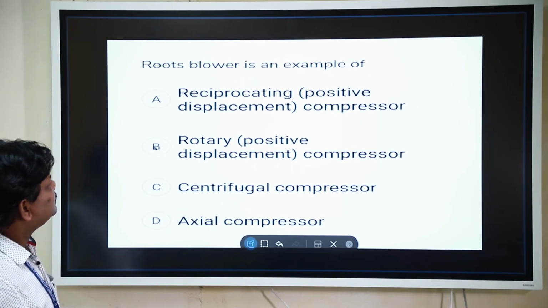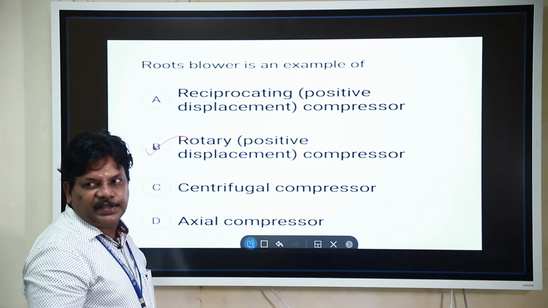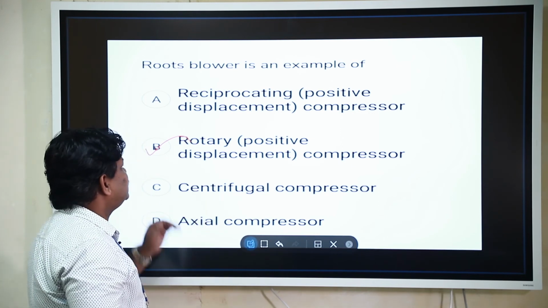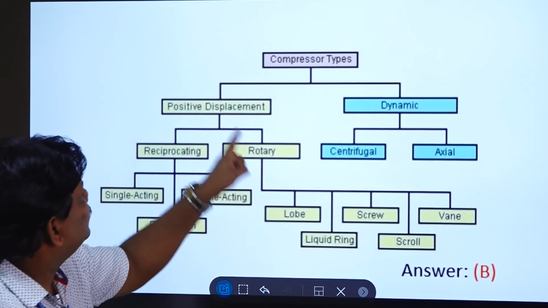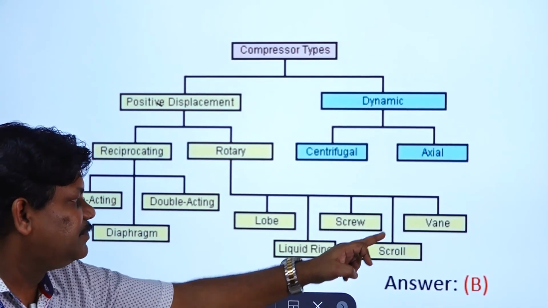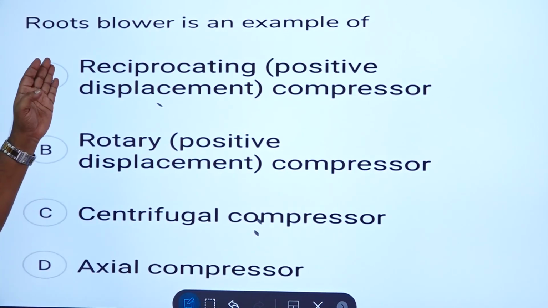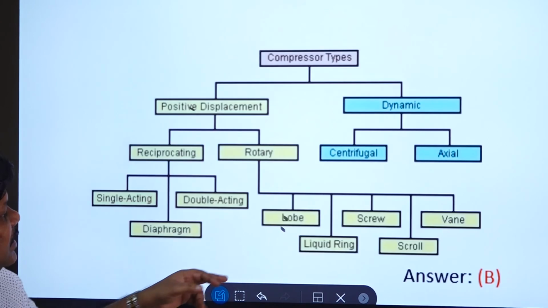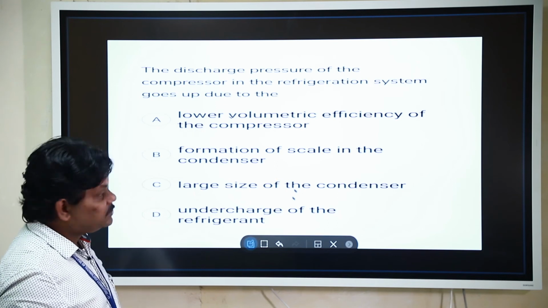The next is, root blower is an example of. It is an example of a rotary positive displacement compressor. So it is a rotary type, a positive displacement type. This is a direct question. You can see here rotary, so it is positive displacement. This is the classification: rotary, so lobe type, screw type, vane type, scroll type. The root blower comes under lobe type. You have two lobes inside it that rotate, so it comes under lobe type, rotary positive displacement. So this classification should also be known to you.